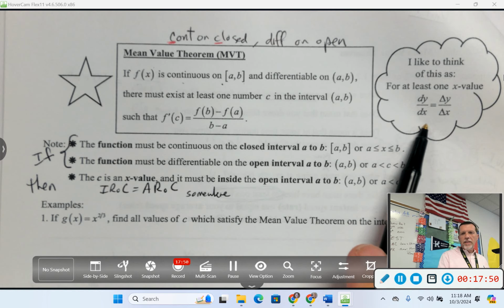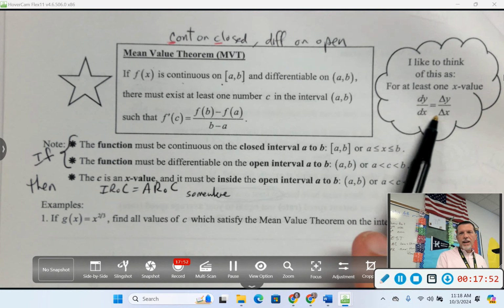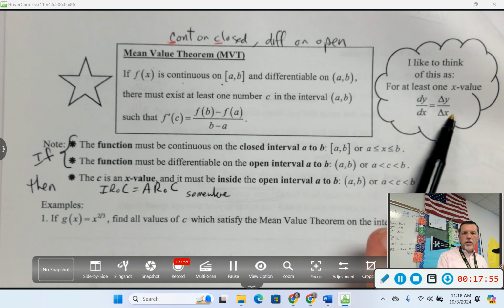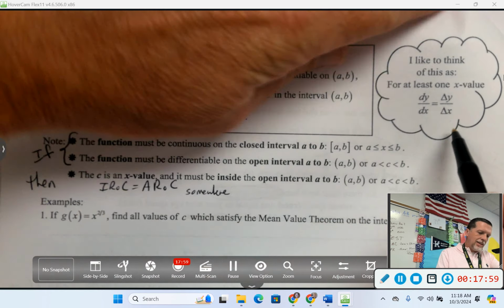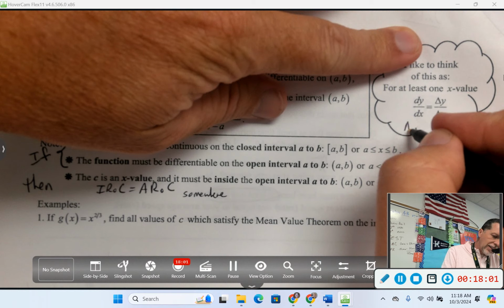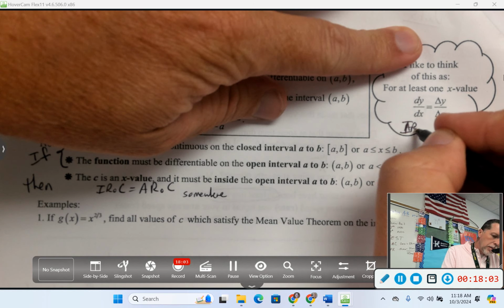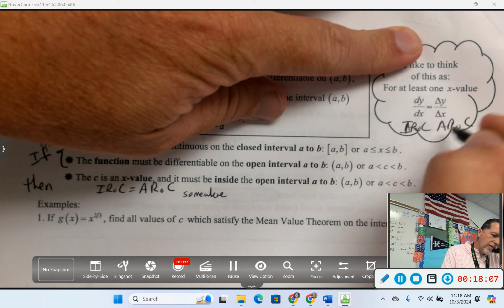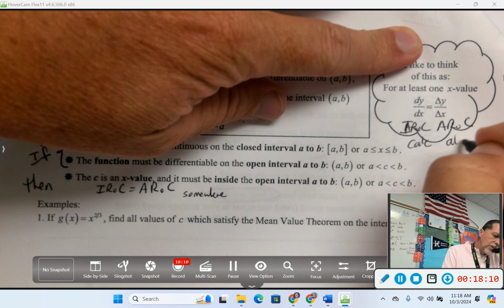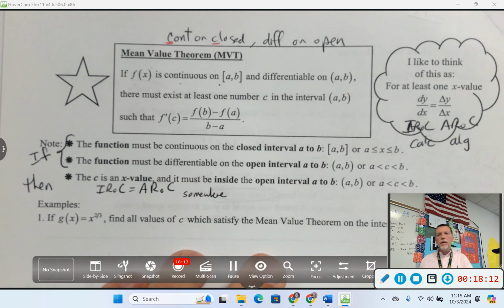Here's one more way to think of it. We had done IROC and AROC, then calc slope and algebra slope, did the formula, but here's dy dx and delta y, delta x. Again, that's just more ways to say IROC versus AROC, calculus versus algebra. It's just another way to remember it.